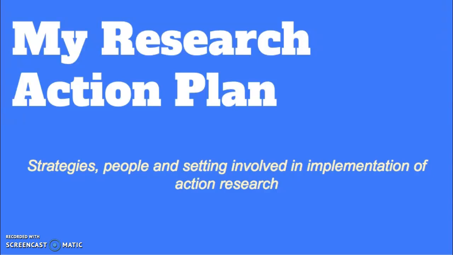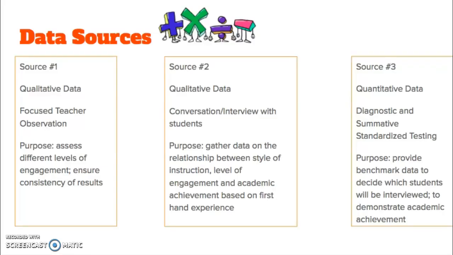The following slides demonstrate the plan that will be used to carry out the action research. This will include the strategies, people, and setting involved. Data sources. Focused teacher observations will be performed to ensure groups under study within the same grade level are experiencing different styles of instruction for the same strand of mathematics. The purpose of this observation is to ensure consistency of results. This source will be used to assess different levels of engagement depending on style of instruction.